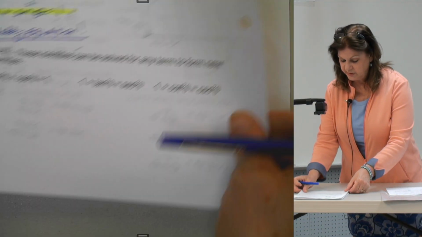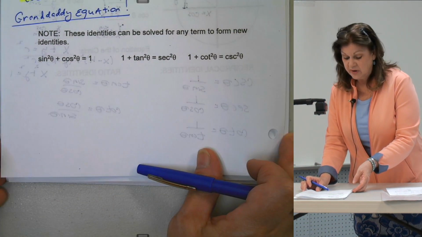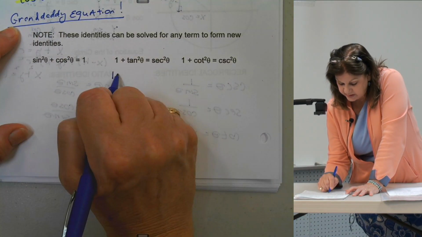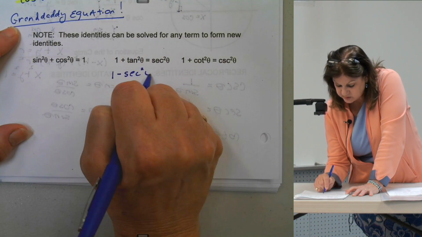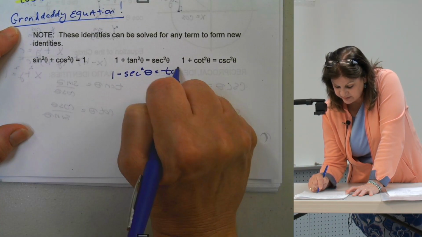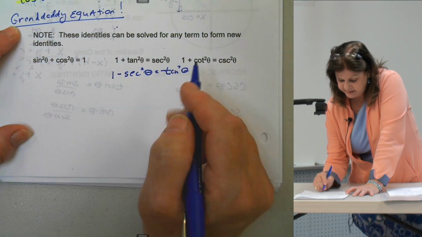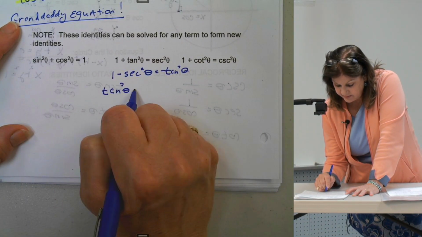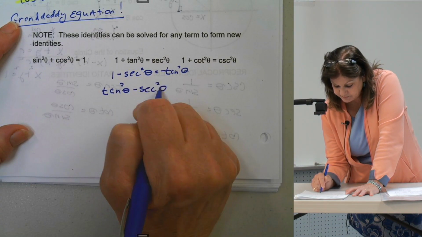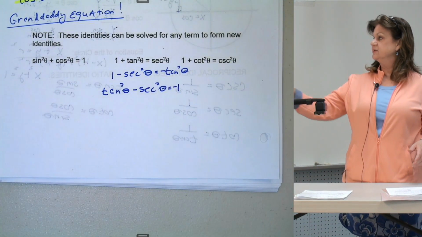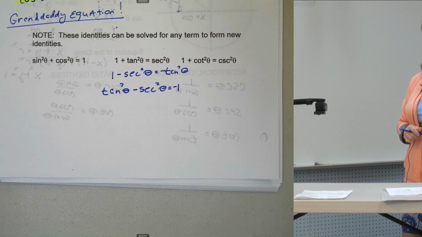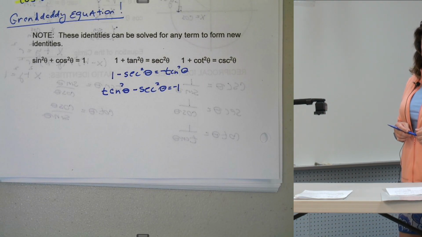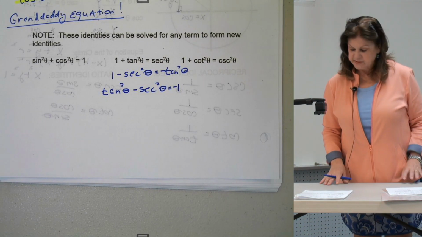Now, that's just one of the ways. I'm going back to your notes. So I've got 1 plus tan squared theta is secant squared theta. Again, you can move this all around. You can say 1 minus secant squared theta is negative tan squared theta. You can say tan squared theta minus secant squared theta is negative 1, moving the secant to the left and the 1 to the right. You can say secant squared theta minus 1 is tan squared theta. So I'm not going to harp on that too much.